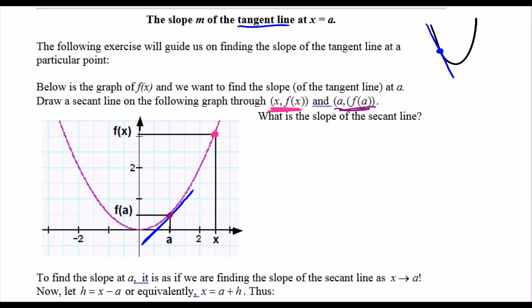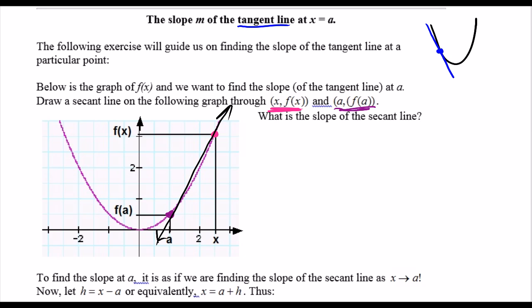Now let's see if I can get this right. I'm going to have to get rid of my tangent line real quick because it's confusing me. Oh, that's not what I wanted. Oh, come on, Mr. Hill. Get it together.